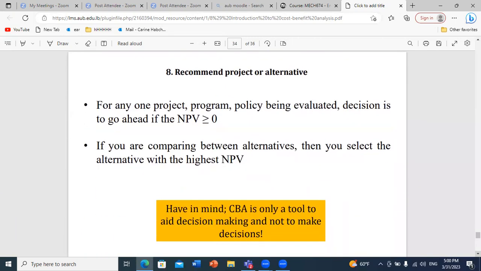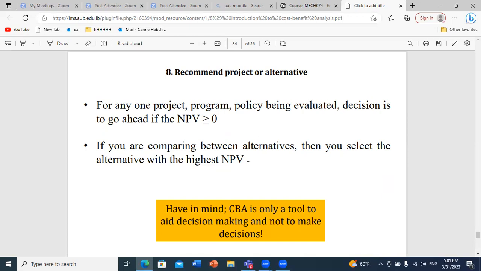And of course, for any project, program, or policy being evaluated, in order to decide if we go ahead with the project or not, the NPV should be positive. And we have seen it's not enough to have a positive NPV. We should gain a considerable amount to say that the project is worth investing in. So if you are comparing between several alternatives, then you should select the alternative with the highest NPV, and of course, as mentioned, per unit of investment.